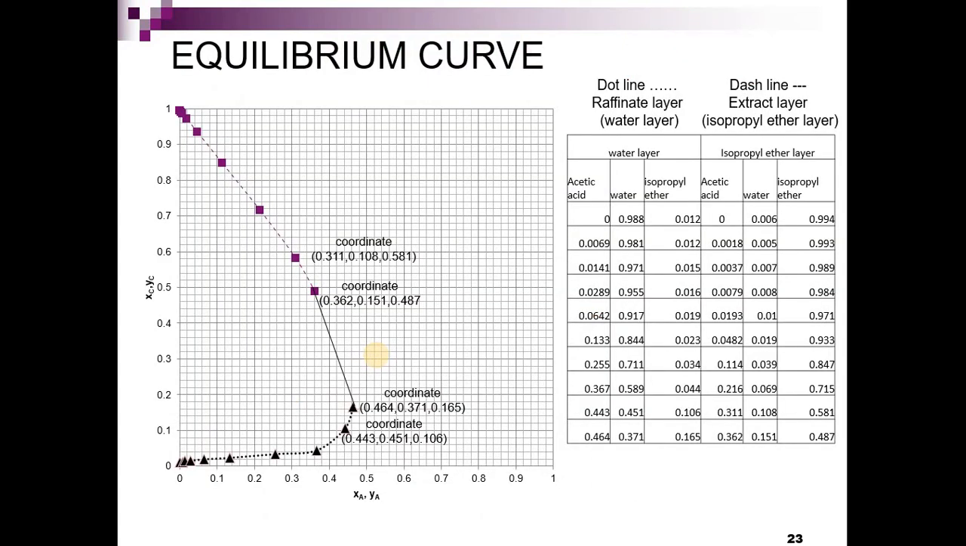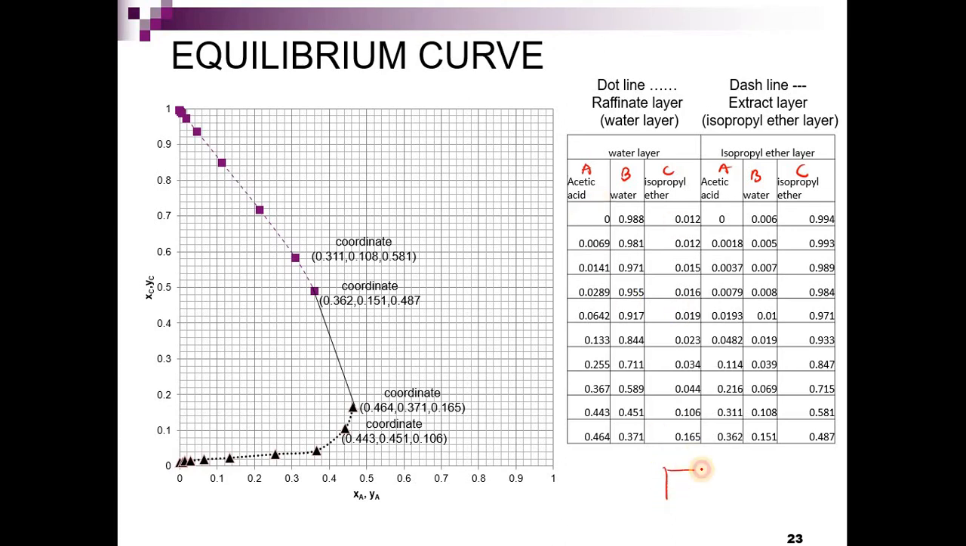So okay, in both graphs, either the right triangular or the equilateral triangular diagram, we have an equilibrium curve, isn't it? So how to construct the equilibrium curve? Okay, so if we have three types of component, let's say this is component A, B and C. For the equilibrium data, we have two types of layer, which is the water layer and the isopropyl ether layer. Okay, what is this layer?